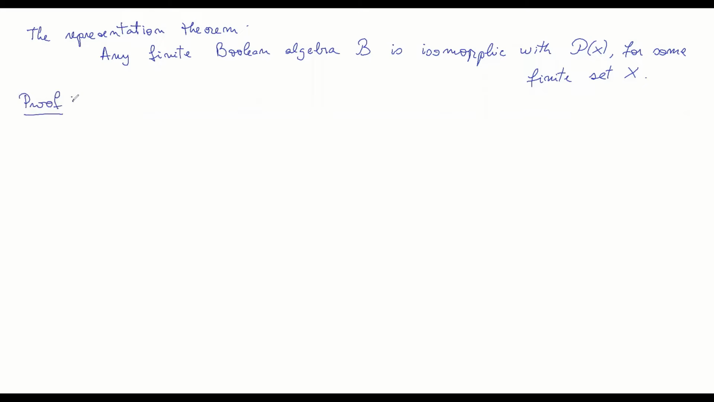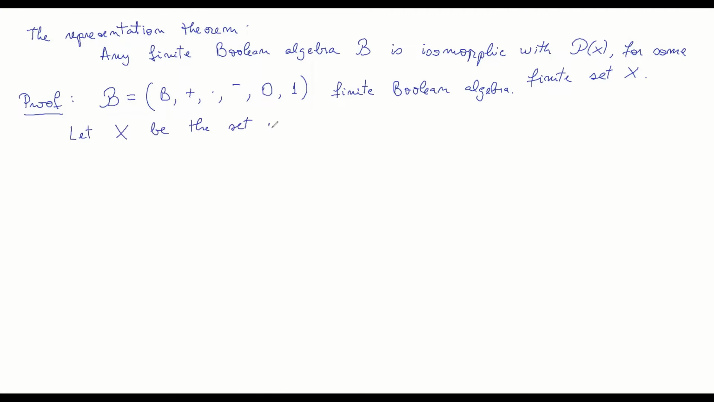So this is going to be a constructive proof, and if I denote explicitly the structure of this Boolean algebra, it's a set, the base set B, and I have the addition, multiplication, the unary operator, the 0 and the 1 elements. And by hypothesis, this is a finite Boolean algebra. And I'm going to define, so I will say let X be a set of all atoms of B.